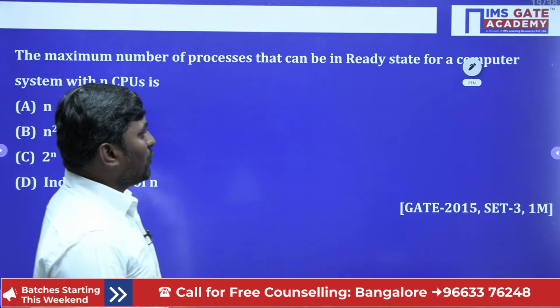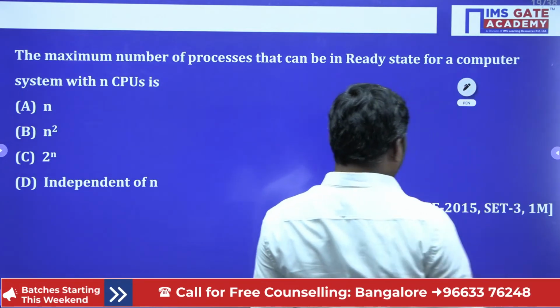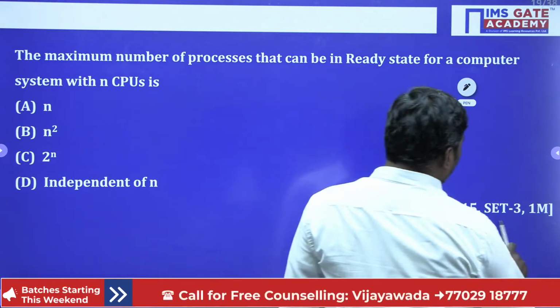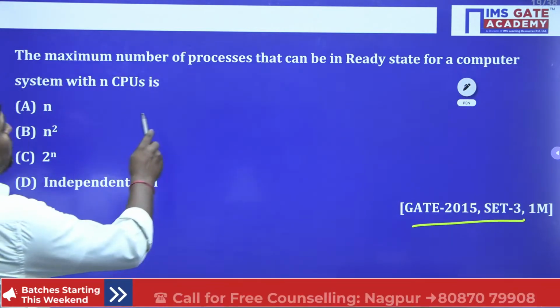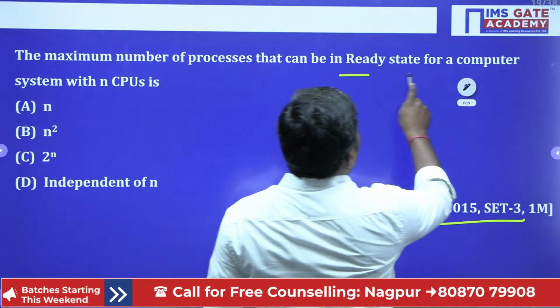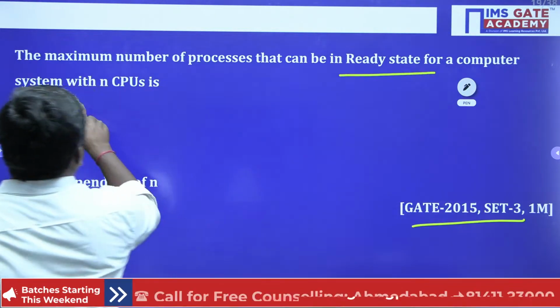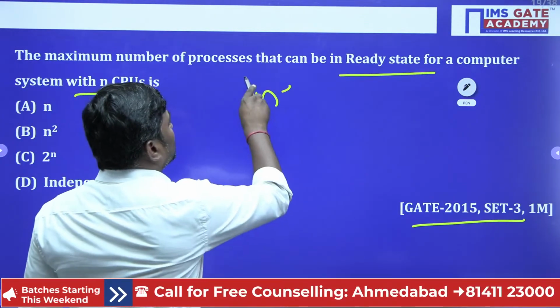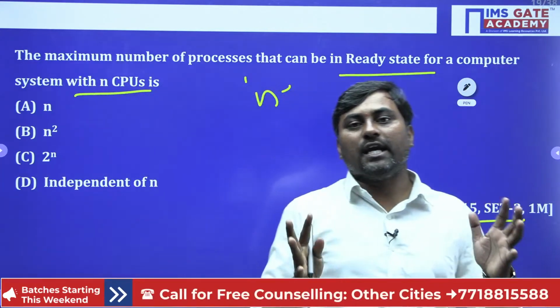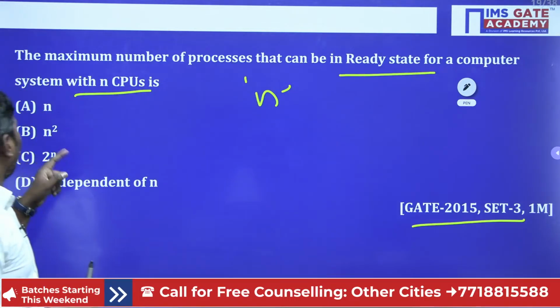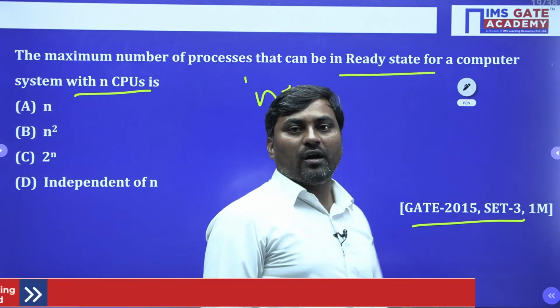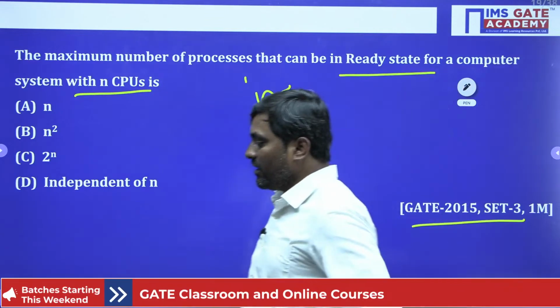So the first question. This question was asked in the 2015 paper, set number 3, a 1 mark question. The maximum number of processes that can be in the ready state for a computer system with n CPUs. N CPUs are there. How many processes can be in a ready state? Can you tell me the answer? Option A n, option B n square, option C 2 power n, option D independent of n.